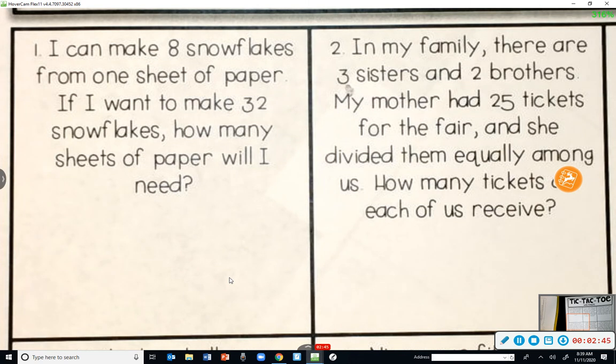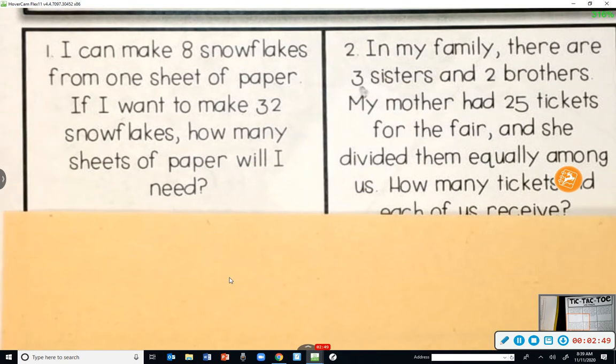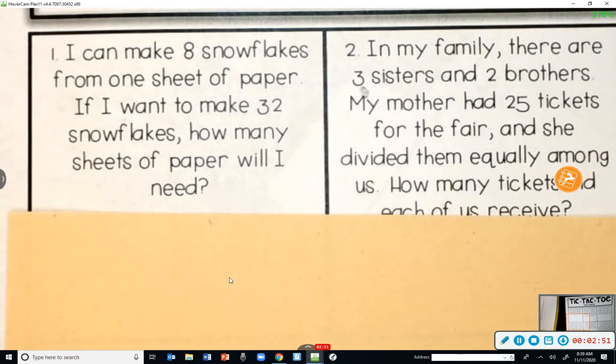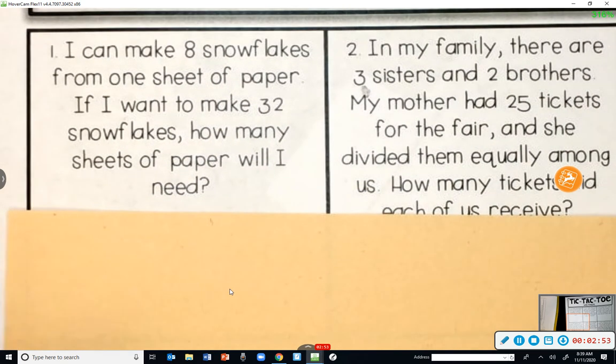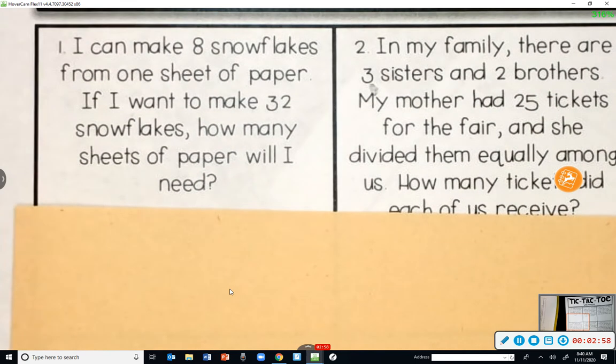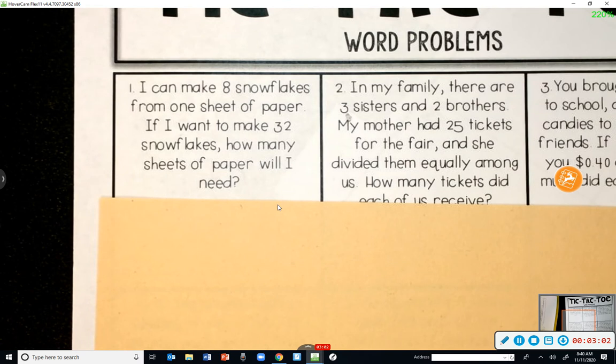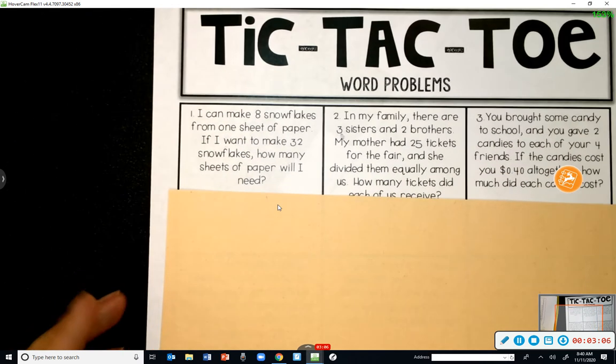How did y'all know that this was a division problem? What gave you an idea? A big number. A big number? Kelsey? Because it was a big number, and in division, you always put the bigger number first, and the smaller number second. Like 32 divided by 8. All right, good.